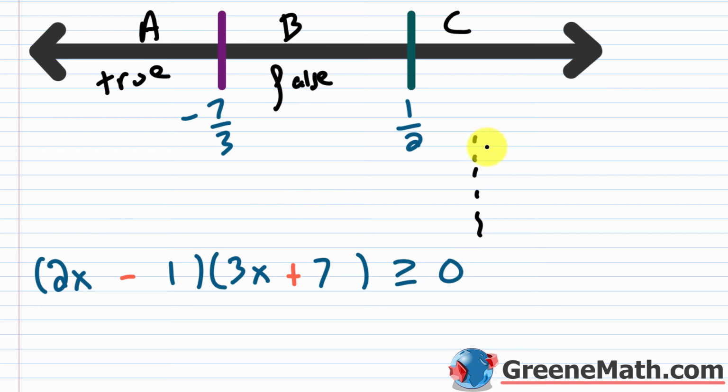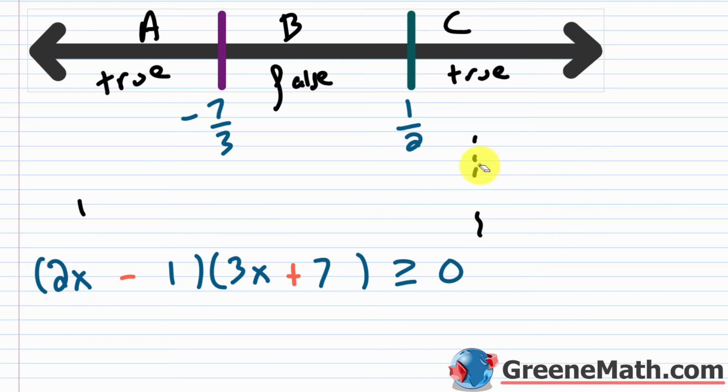All right, in region C, I would just pick 1. So let's plug that in there and then there. So 2 times 1 is 2. And so I would have 2 minus 1, which is 1. And then times 3 times 1 is 3. And so 3 plus 7 would be 10. So a positive times a positive is a positive, and that's always going to be greater than 0. Or you can just say 1 times 10 is 10. 10 is greater than 0, so this is true.